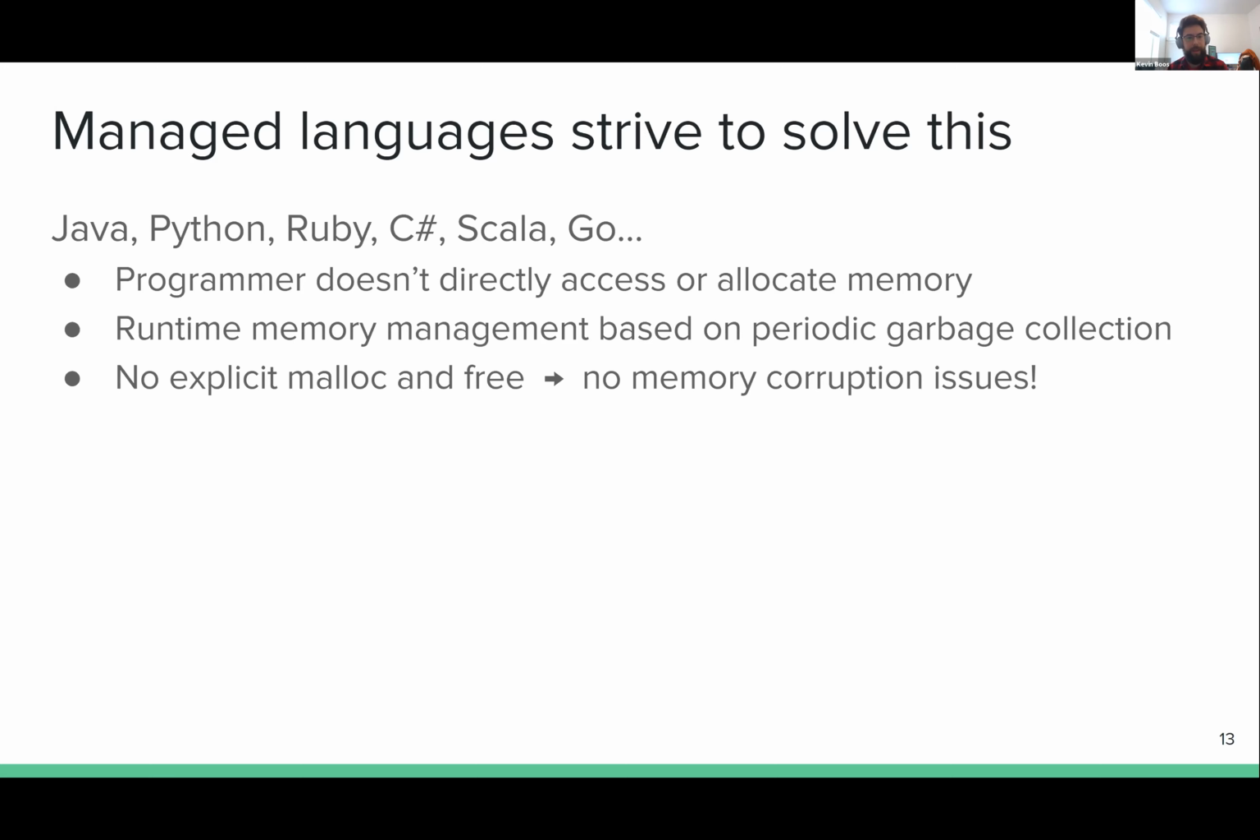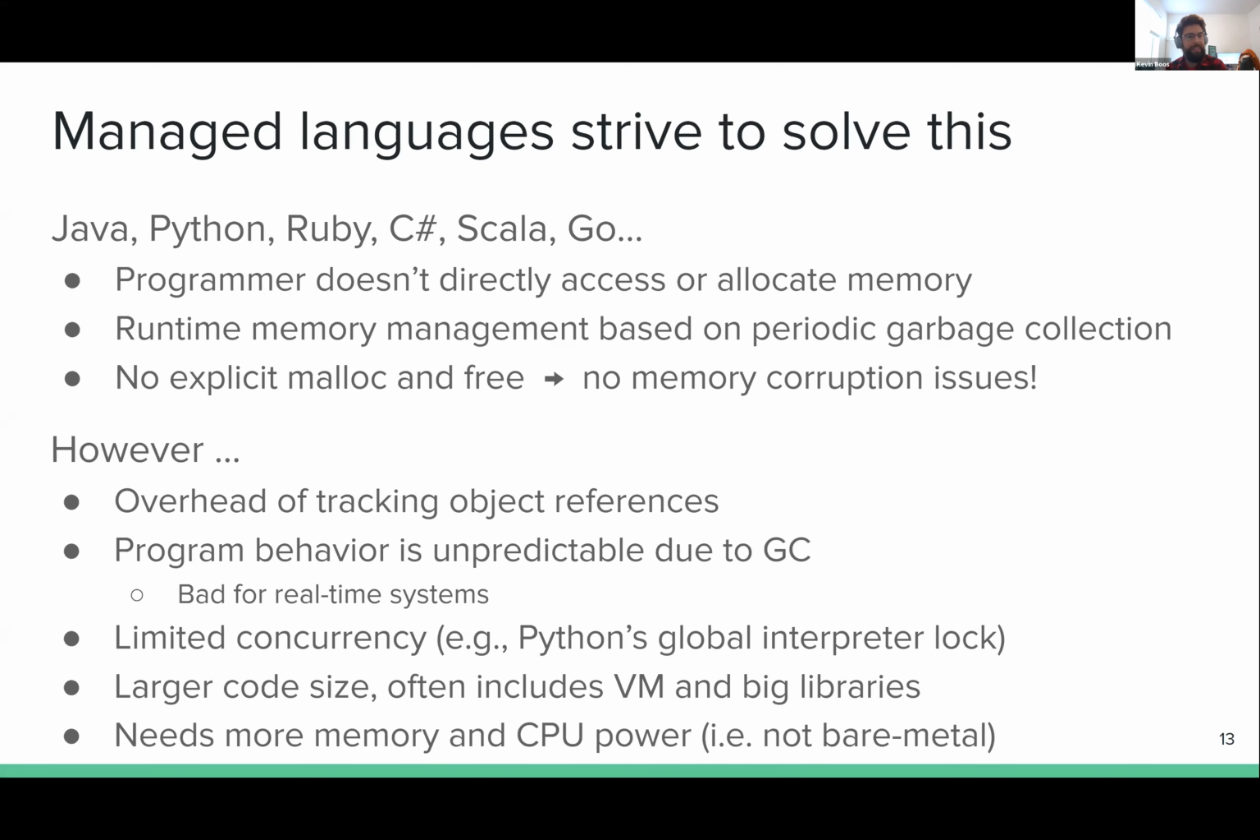So there's no explicit malloc or free. And in general, because the programmer doesn't mess with that, you have fewer memory corruption and memory mistakes. Right? But it doesn't come for free. Obviously, there's some overhead to track those object references and to actually run the garbage collector. And this isn't good for real-time systems, right? That overhead and then also the unpredictability of when it will run.